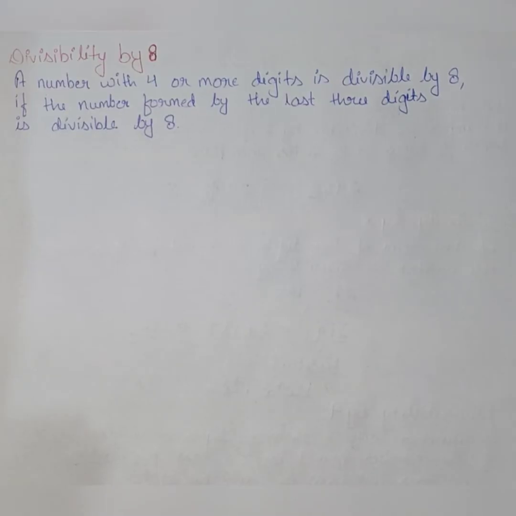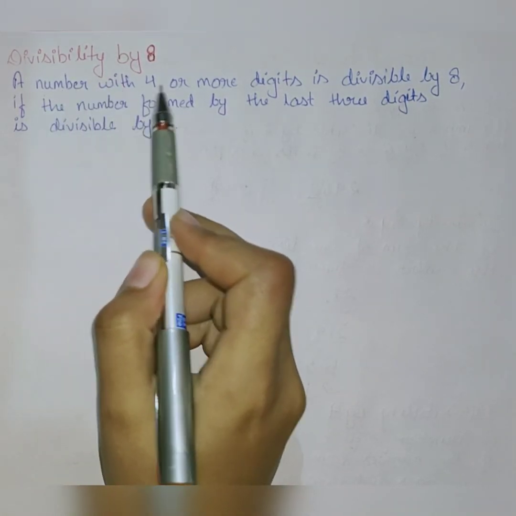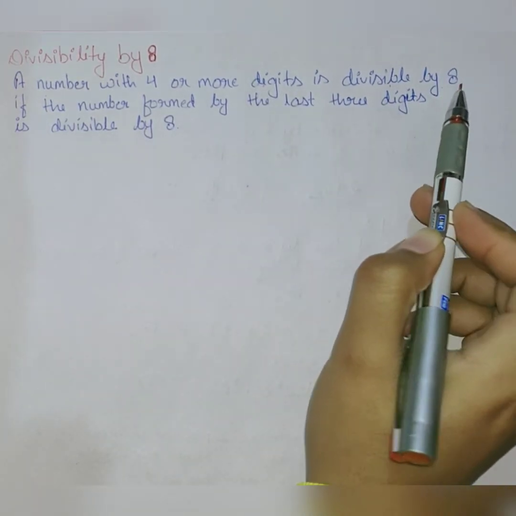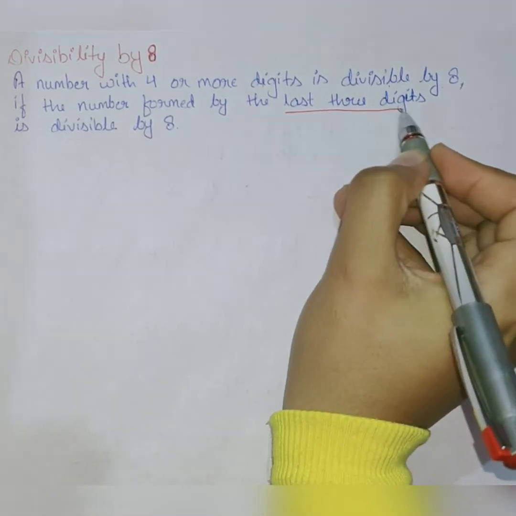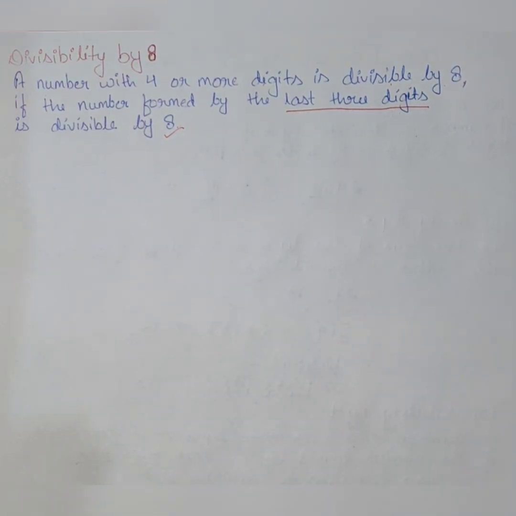Divisibility by 8. Now the divisibility rule of 8 says that a number with 4 or more digits is divisible by 8 if the number formed by the last 3 digits is divisible by 8. That is, a number having 4 or more digits is divisible by 8 only if the last 3 digits are divisible by 8.